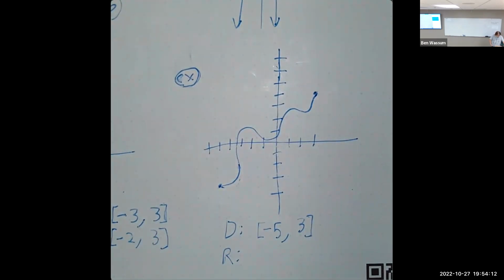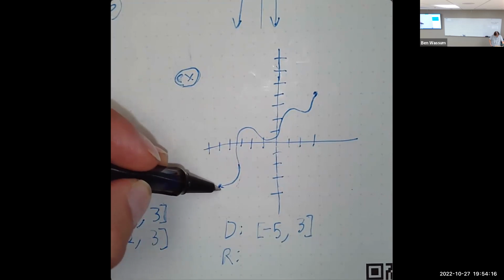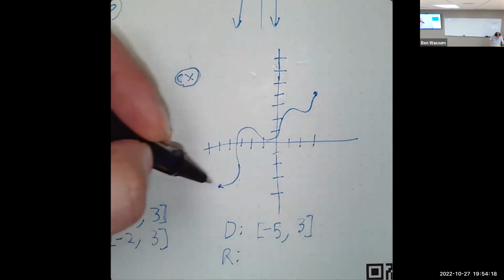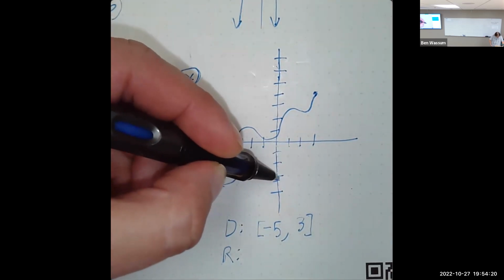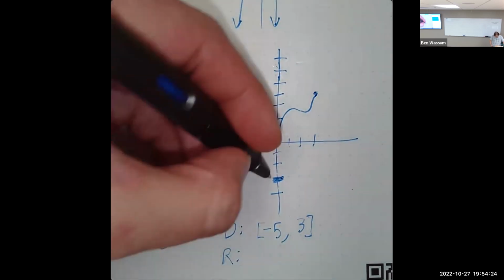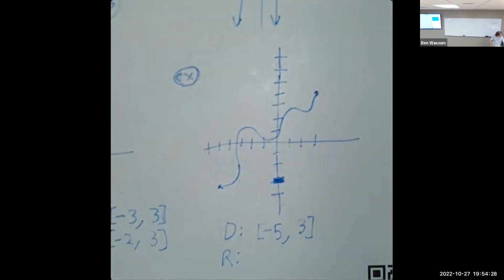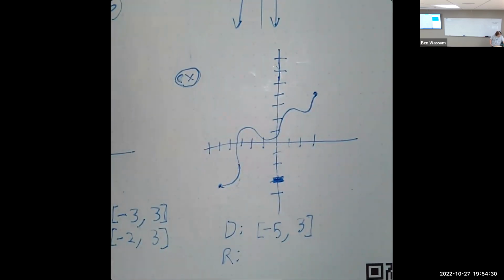-5 to 3. Okay, range. Furthest down, this guy right here. I'm gonna call that -3 because my graph sucks. There, look at that. That whole thing is that instantaneous point. Look at that. So you gotta give us a point.